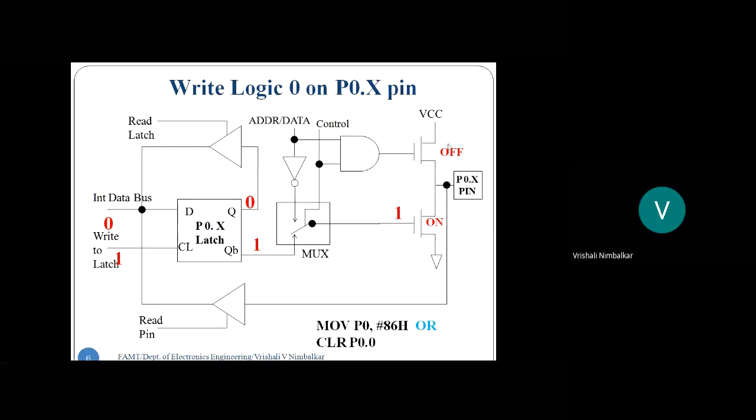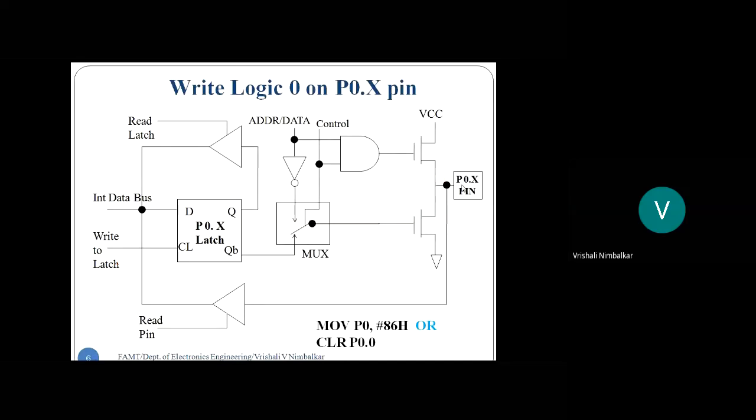The upper MOSFET was already off, meaning it is disconnected from VCC, an open circuit. Whereas the lower MOSFET turned on. On means a closed switch, a short circuit. It means this pin gets connected to ground. Correct? The pin is connected to ground, so what logic appears on the pin? Logic 0. And that's how the microcontroller sends logic 0 on the port pin. Did you get me, students? That logic 0 from the internal data bus got transmitted to the pin of the microcontroller.